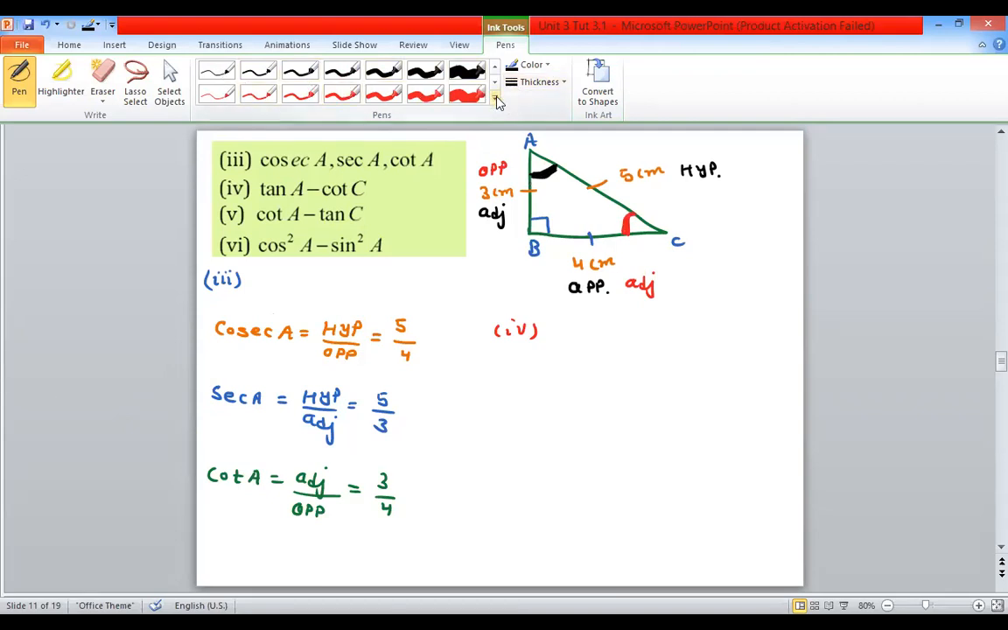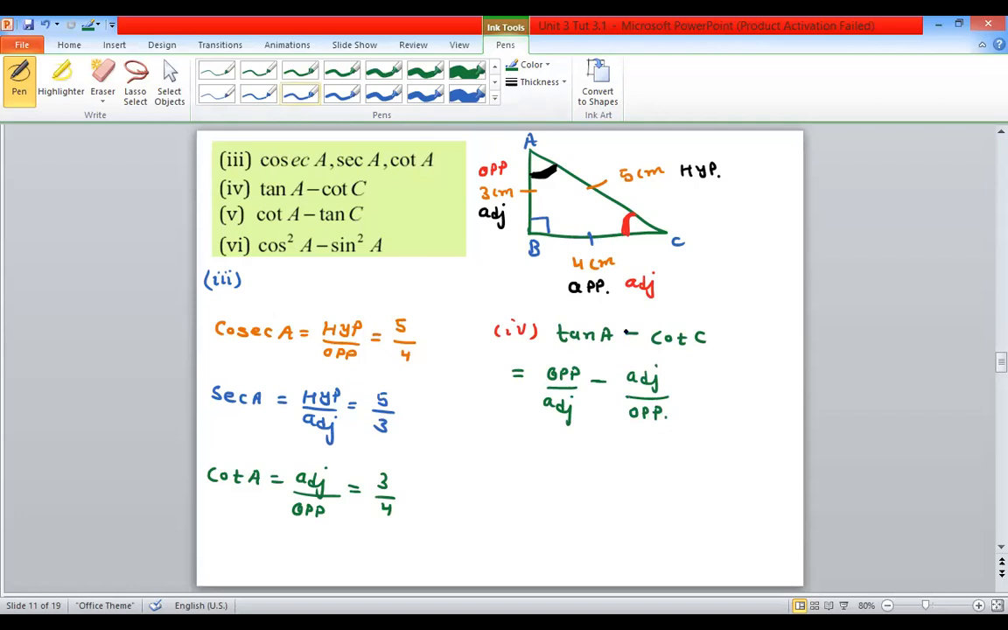So let me find the next one. Tan A minus cot C. Sorry, tan A and cot C. Now I write directly. Okay student, tan A means A. So focus on A. Tan A means opposite upon adjacent for the angle A. And cot A means adjacent upon opposite. Even if the angles change, the formula is the same.